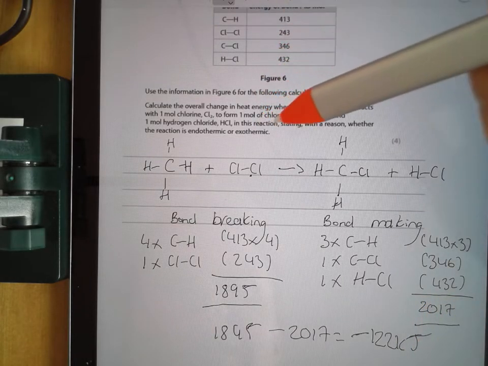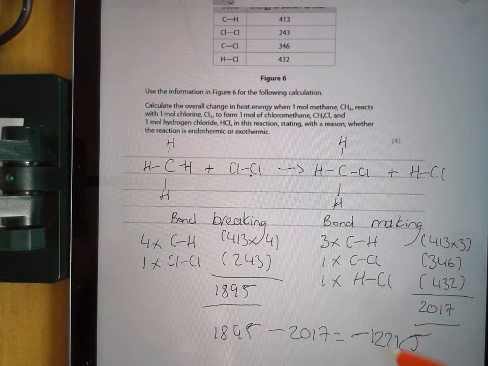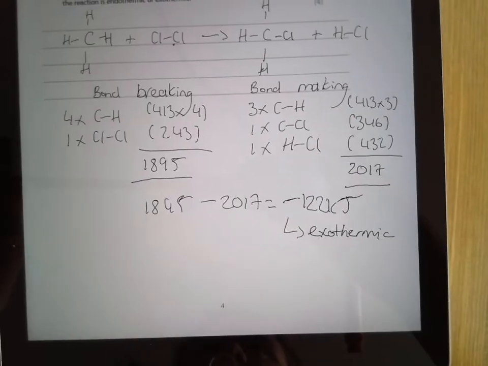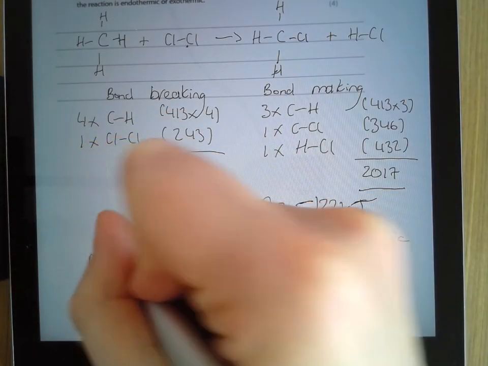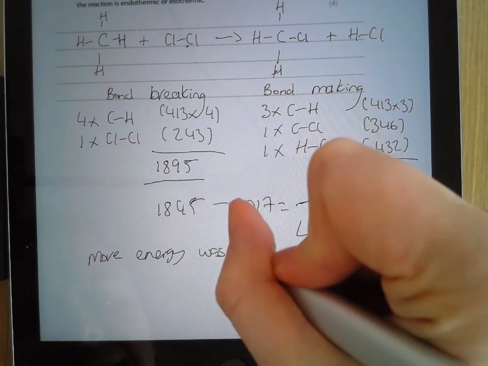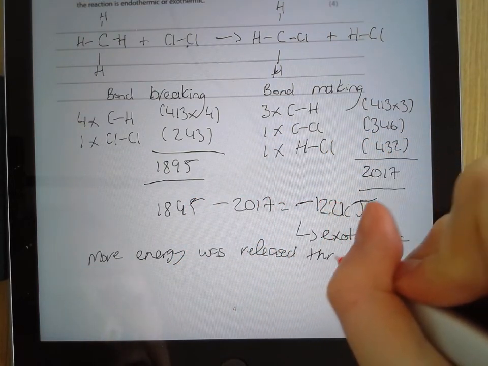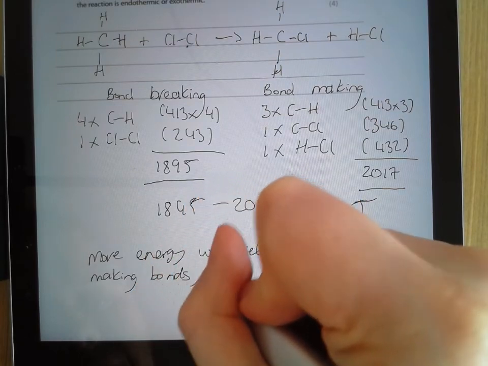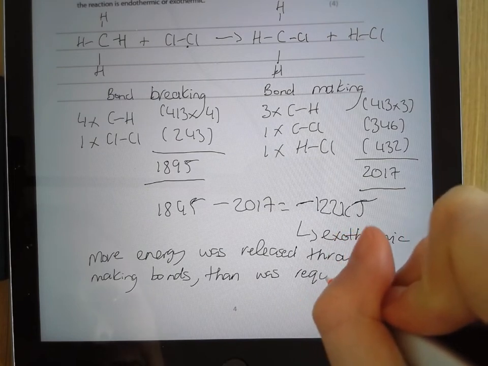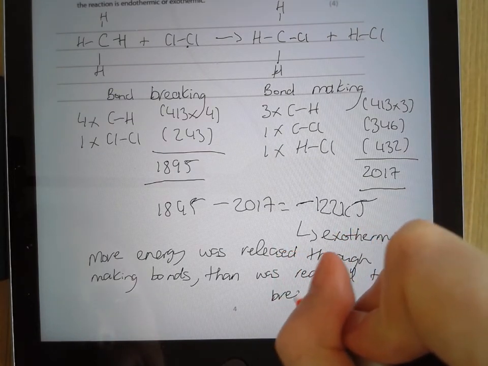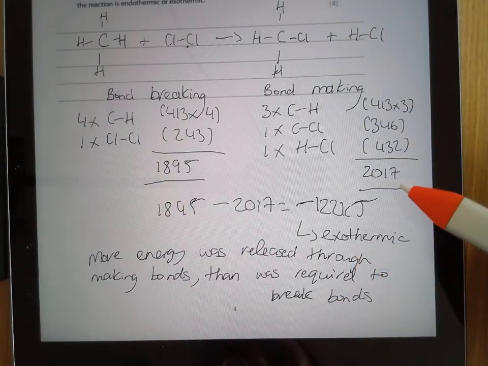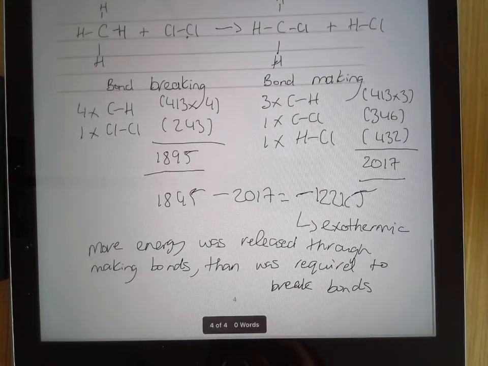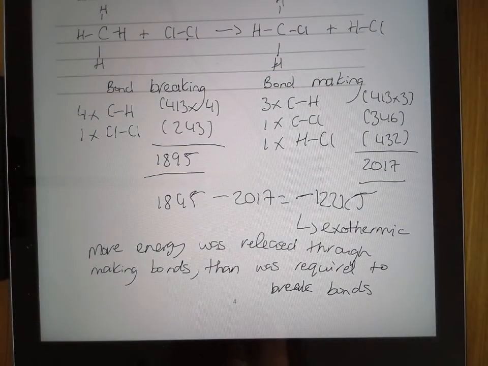They also ask you in the question to state whether this is endothermic or exothermic, and because it's negative, you're going to say it's exothermic. They do ask you to state a reason, okay? If you are specifically asked to state a reason, your reason is going to be: more energy was released through making bonds than was required to break bonds. In other words, this value here for making bonds was higher than this value here for breaking bonds. Therefore, energy is going to be released and it's going to be an exothermic reaction.